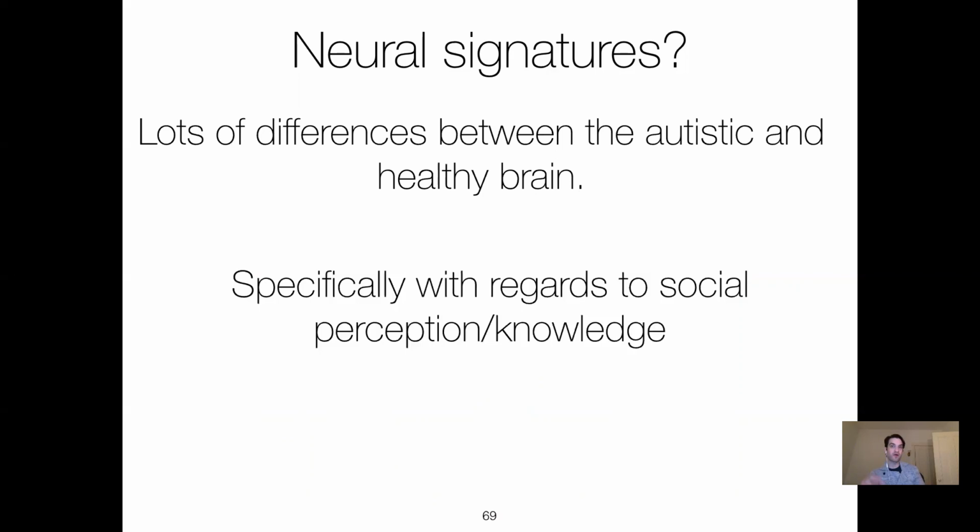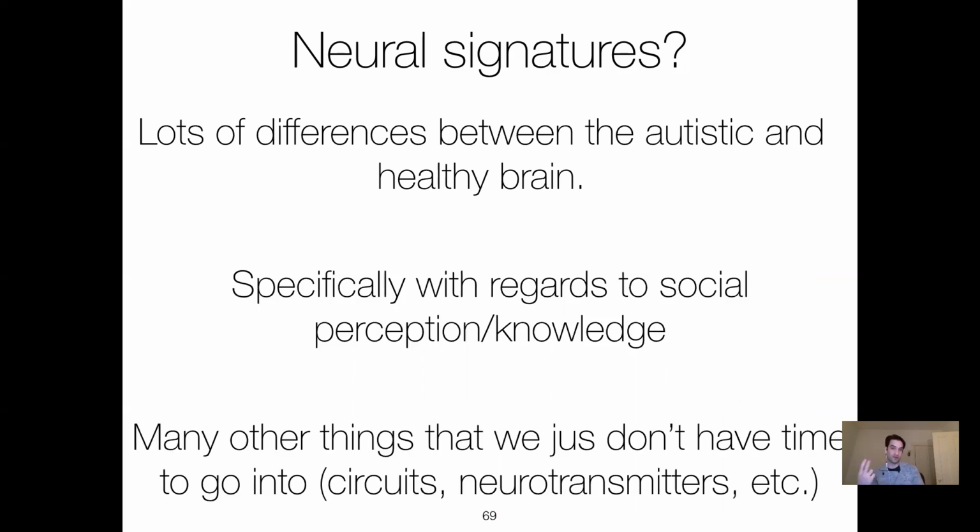And so even though there are these differences, specifically with regards to social perception and social knowledge, there are many other things that we just don't have time to go into, about more basic level circuits, more basic level neurotransmitters.